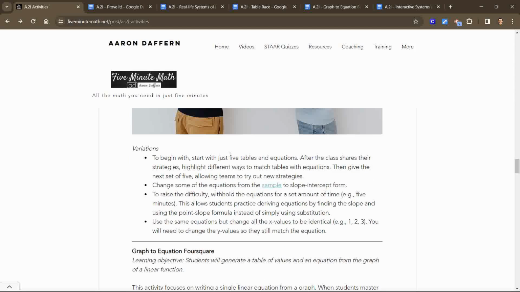Now, a lot of variations here. If you want, you can start with just 5 tables and 5 equations. Then after that, you do a little bit of a class debrief, let the kids share their strategies. Maybe some kids weren't necessarily just using substitution.